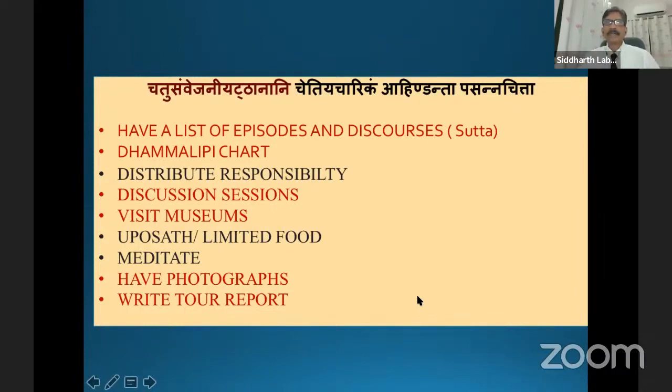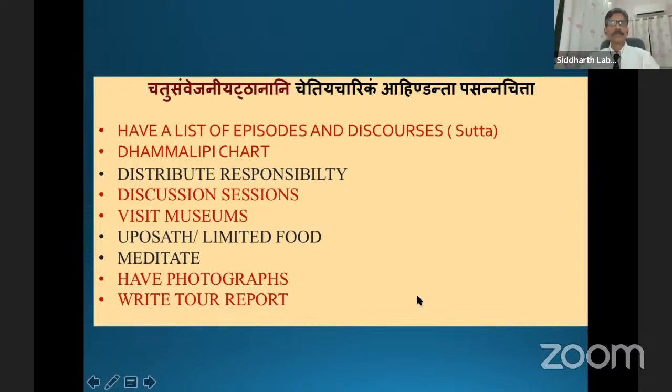So this is when you talk about the Chatu Samejani Thanani. Chetya Charikang Ahinanta Pasanna Chitta. When we walk to the 4 places of veneration, we are supposed to do certain things. Most of our colleagues and faithful people have a lot of respect for the Buddha's teachings and places, but most of the time they don't know how to venerate the Buddha, how to take a parikrama, or how to go from place to place and what to do there. So these are some guidelines I would like to share with you.